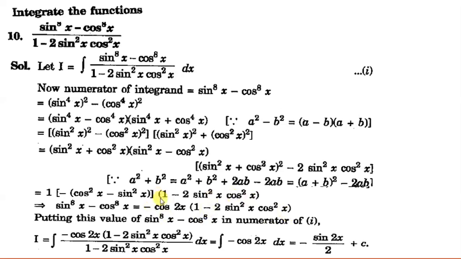Put this value of the numerator in the given integral, and then this factor gets cancelled with the denominator, and we are left with only minus cos 2x, and the integral of cos 2x is sin 2x divided by 2 and plus constant of integration.